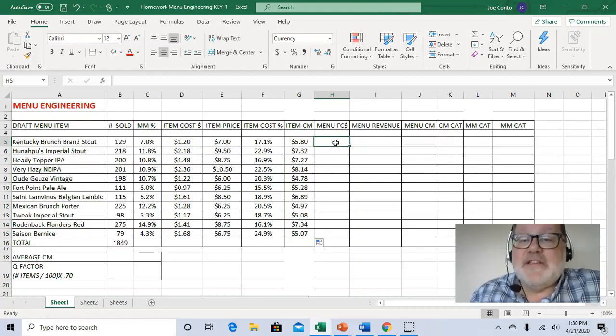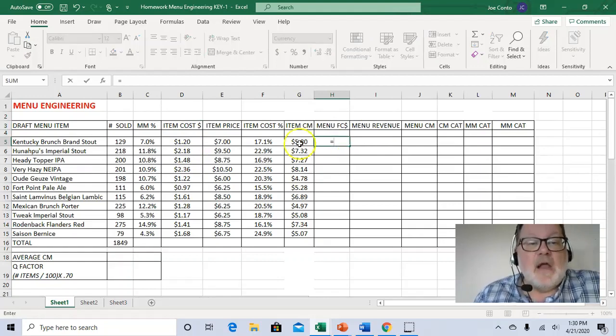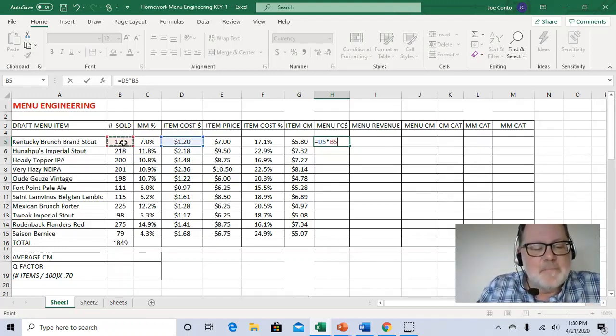Now, for these next three, all I'm doing is extrapolating the information that I've already done with the food cost. Now remember, it was the item food cost before. Now it is the menu food cost, right? The item food cost over here, and now it's the menu food cost. I'm just saying that if it cost me $1.21 to produce one stout, then how much would it be to produce all the stouts? In this case, 129 of them. Make sense? All I'm doing is taking that same idea and extrapolating it to the largest amount.